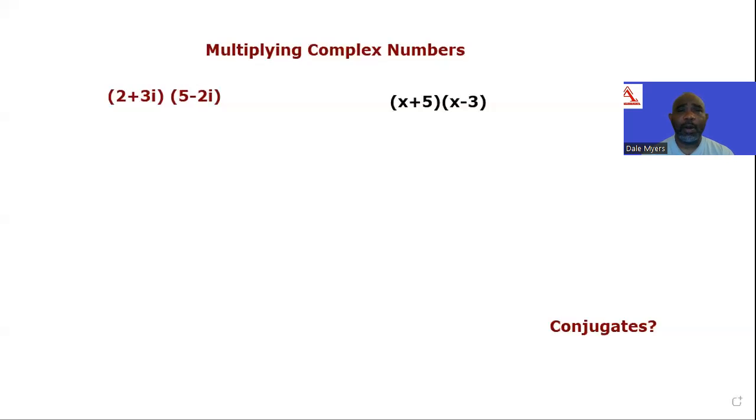Today we're going to be talking about multiplying complex numbers, and I promise you'll find it easy. You know how I know? Because you've done it before. It just wasn't with complex numbers.